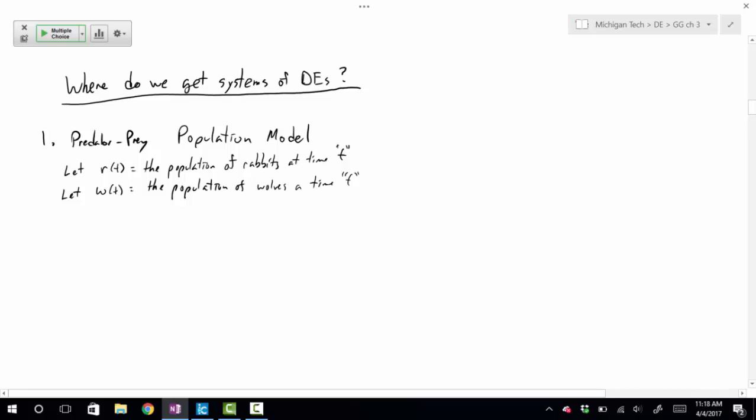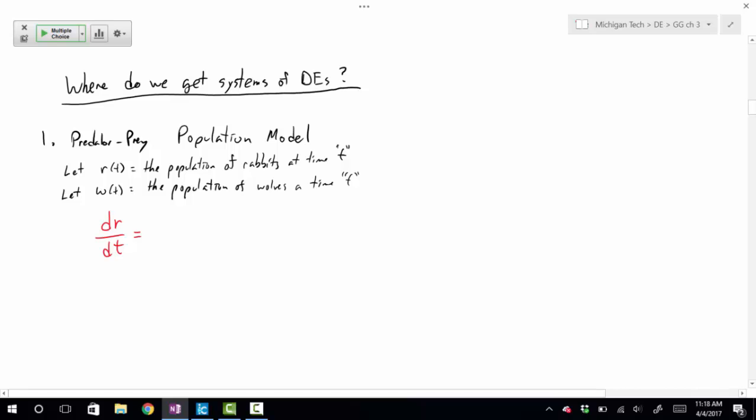What about other factors? Here I have a population, let R of t be the population of rabbits, like on some island or something, right? And let W of t be the population of wolves. Dun, dun, dun. No foreshadowing there. How is the population of rabbits changing? Well, we can look at dR/dt.